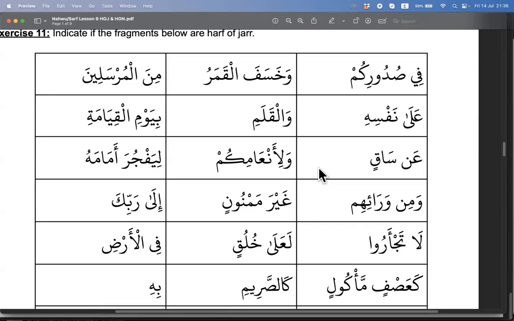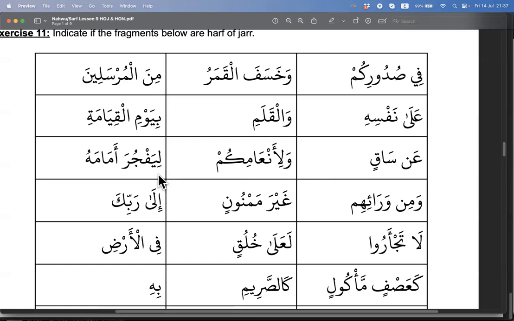Next one. Wali an'amikum. Where's the half of jar? The waw is the half of jar and li'an'ami is the majrur. Good guess. But if I say the waw is not a half of jar, is there any other half of jar? Li. So li is actually the half of jar, not the waw. Maybe you're asking yourself, how do I know if this li is part of the word or not? When you learn surf, that gets clearer. And what about an'amikum? An'amikum is idafah. Good. Next one.